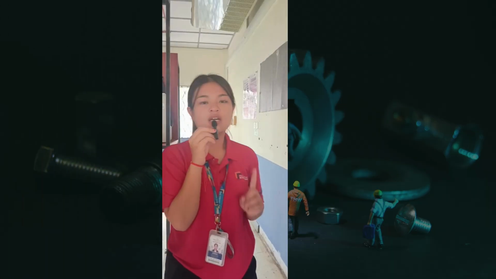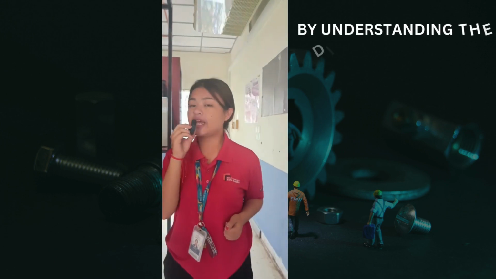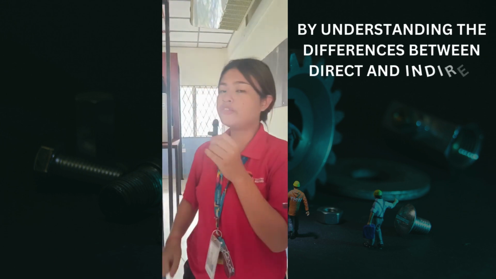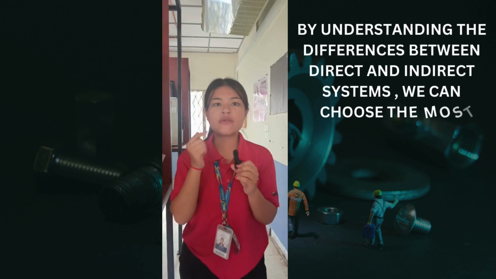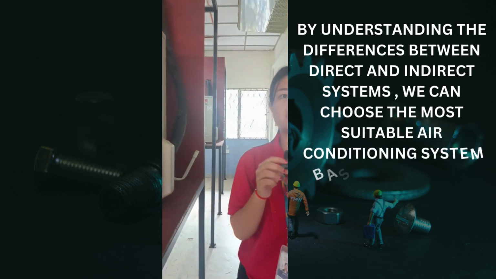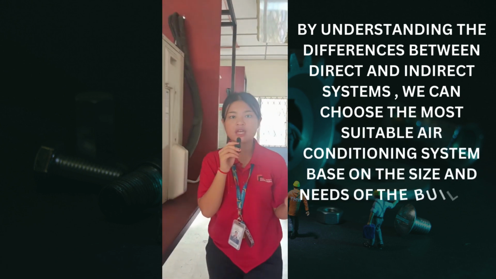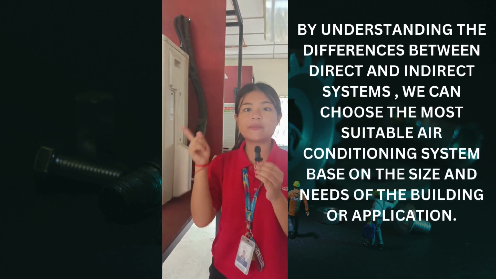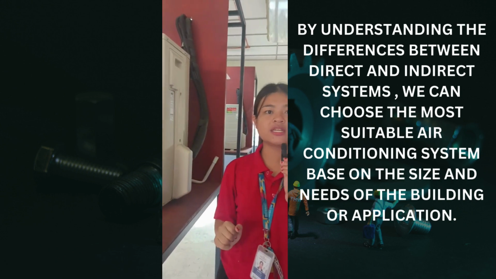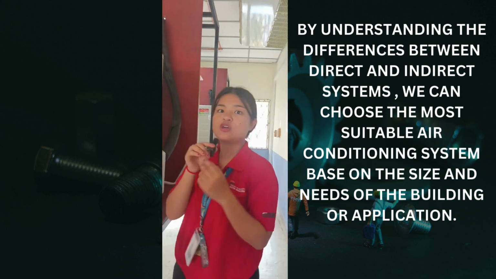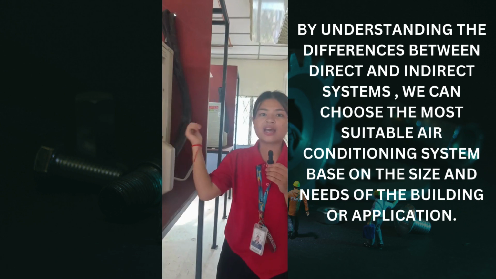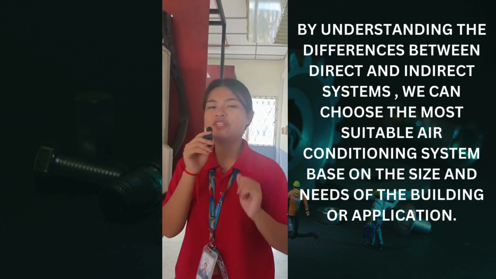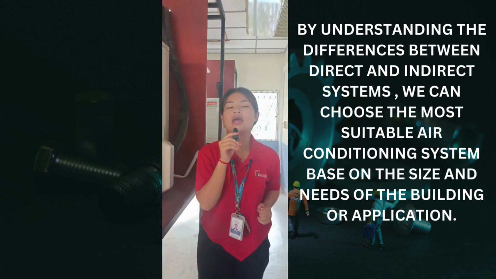In conclusion, by understanding the difference between direct and indirect systems, we can choose the most suitable air conditioning system based on the size and needs of the building or application.